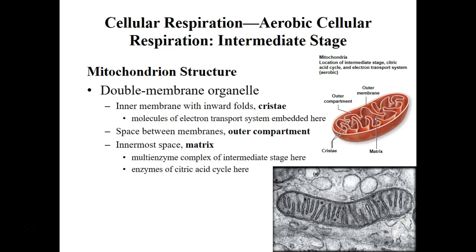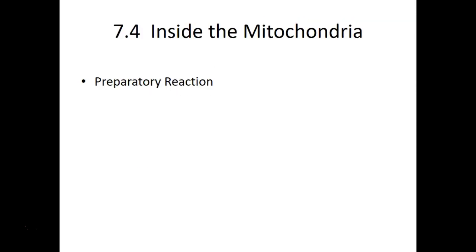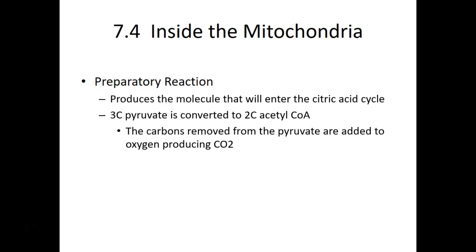This is where the preparatory or transition stage occurs, as well as where the citric acid cycle occurs. The preparatory reaction is a reaction that takes the pyruvate and converts it into a 2-carbon molecule. That's the job. The only type of molecules that can enter the citric acid cycle are 2-carbon acetyl groups. So the 3-carbon molecule, pyruvate, is converted to a 2-carbon acetyl group.